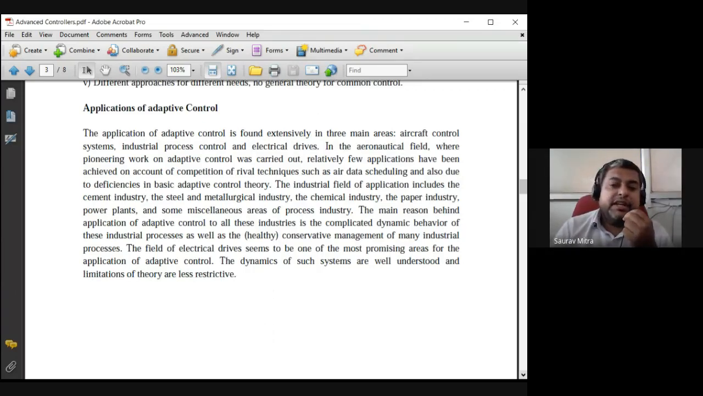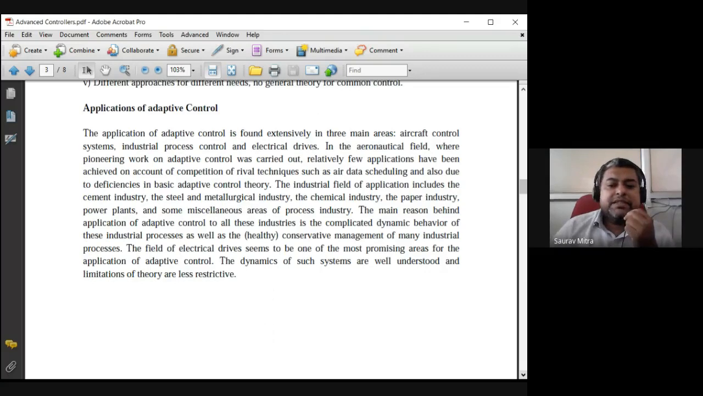In the aeronautical field, where pioneering work on adaptive control was carried out, relatively few applications have been achieved on account of competition from rival techniques such as air data scheduling, and also due to deficiencies in the basic adaptive control theory. So what it means is, though the aeronautical field is the pioneer in designing the adaptive controller, other fields are making better use of it.